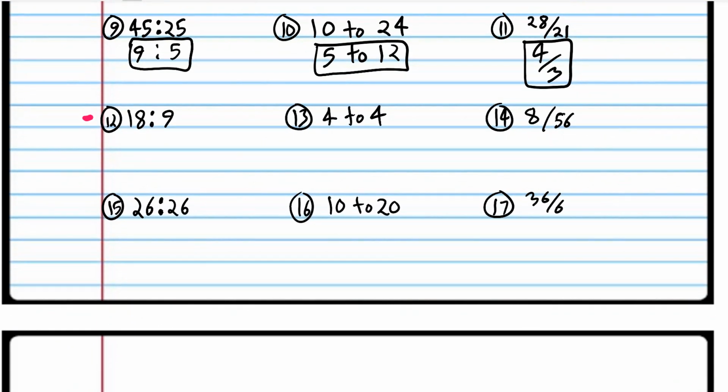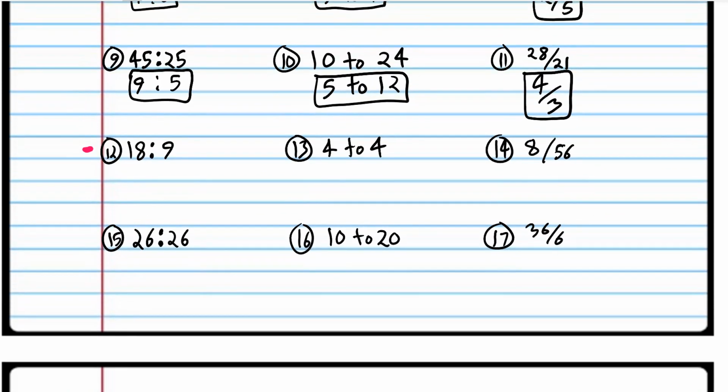All right, so number 12, the difference for number 12 is we can divide both of the numbers by one of the numbers that's actually represented in the ratio, because 9 goes into both those numbers. If we divide 18 by 9, we get 2. If we divide 9 by 9, we get 1. So the ratio in simplest form is 2 to 1.